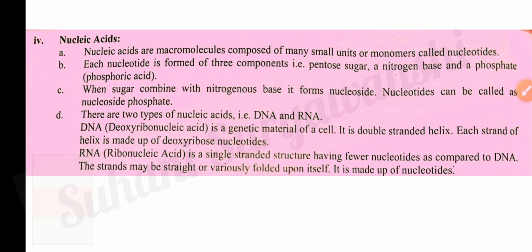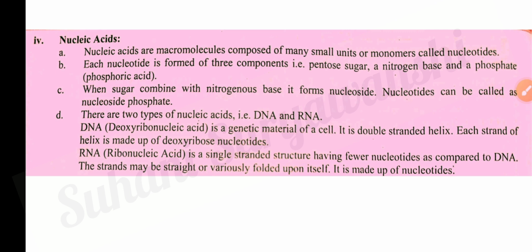Next is nucleic acids. Nucleic acids are macromolecules composed of many small units or monomers called nucleotides. Each nucleotide is formed of three components, that is a pentose sugar, a nitrogen base, and a phosphate group, that is phosphoric acid. When sugar combines with a nitrogenous base, it forms a nucleoside. A nucleotide can be called a nucleoside phosphate.